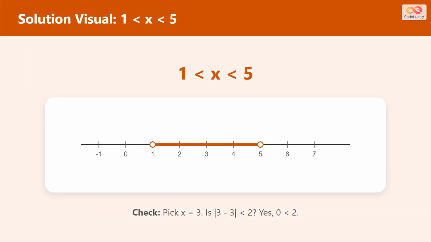To solve for x, we add 3 to all parts of the inequality. -2 plus 3 is 1. 2 plus 3 is 5. So our final answer is 1 is less than x is less than 5. We can visualize this as the segment on the number line starting at 1 and ending at 5.